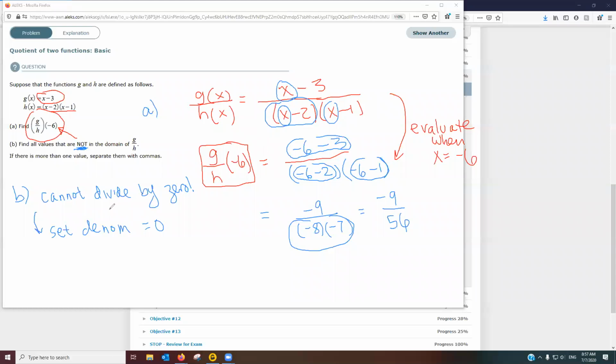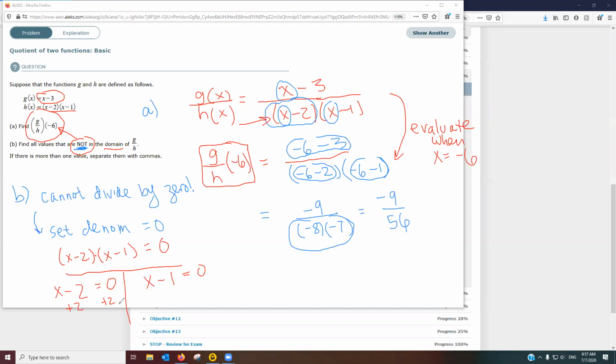The domain is really the allowed values for x. But I want to figure out what's not allowed. That's what they're asking me here. What's not allowed are any x values that cause the denominator to be equal to 0. So I'm going to take this denominator, which is x minus 2 times x minus 1, and set it equal to 0. Anytime I have one parenthesis times another equal to 0, I'm allowed to set each parenthesis separately equal to 0. So I'm going to break this up into two equations.